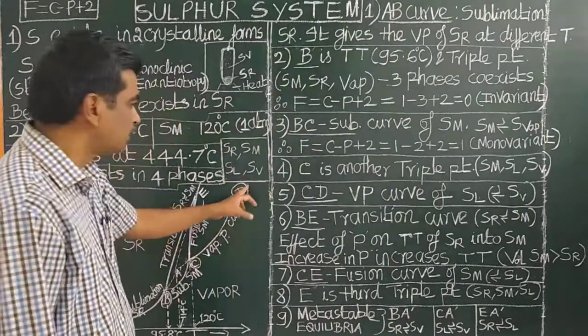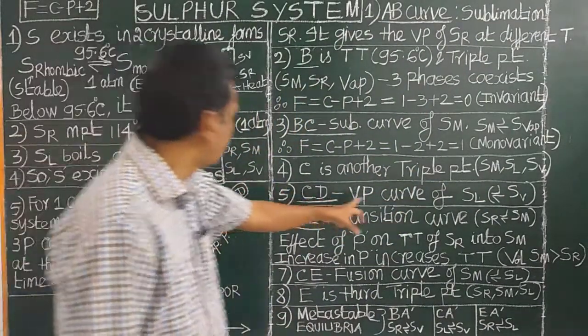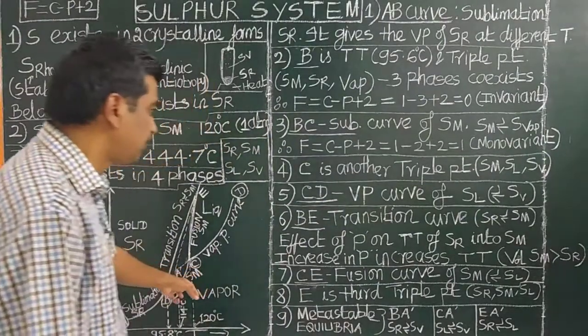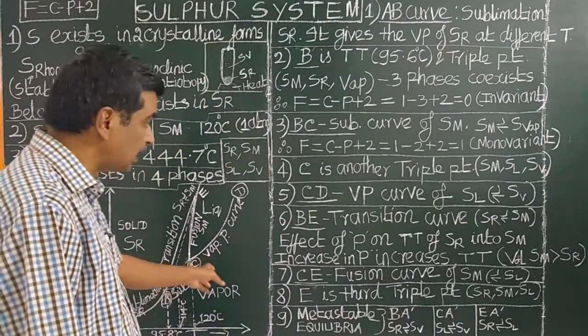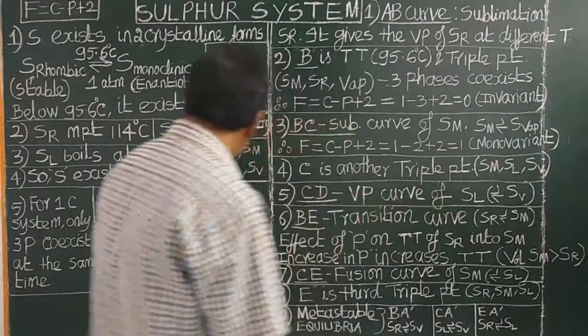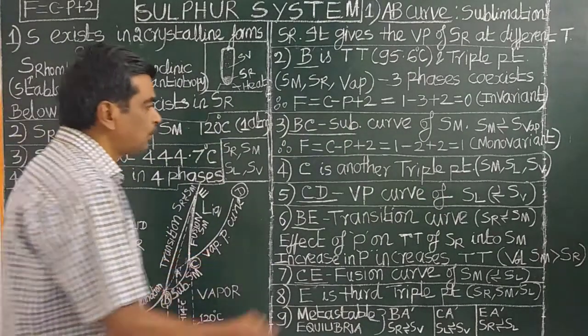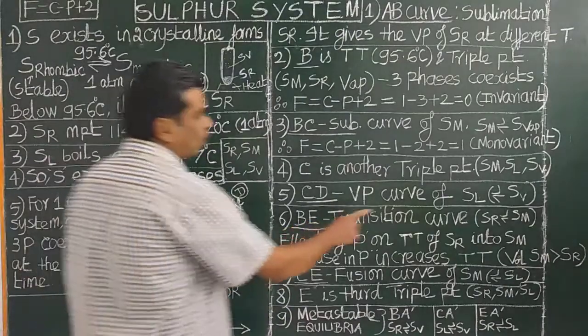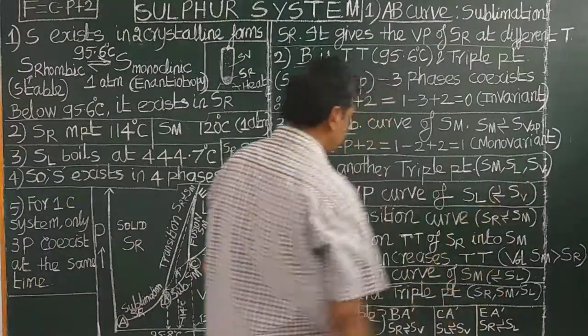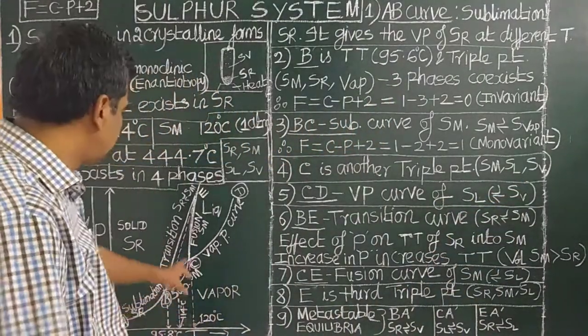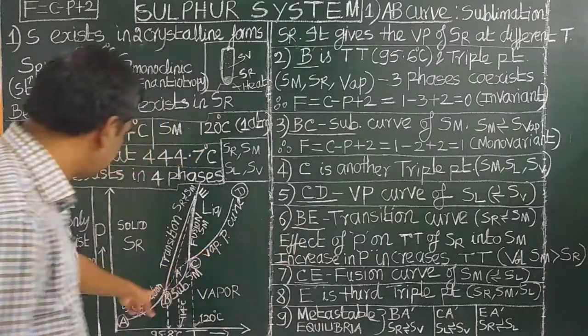Next is the CD curve. CD curve is the vaporization curve of sulfur liquid. At this point, sulfur melts to give liquid. Therefore, this is the vaporization curve of sulfur liquid to sulfur vapor.